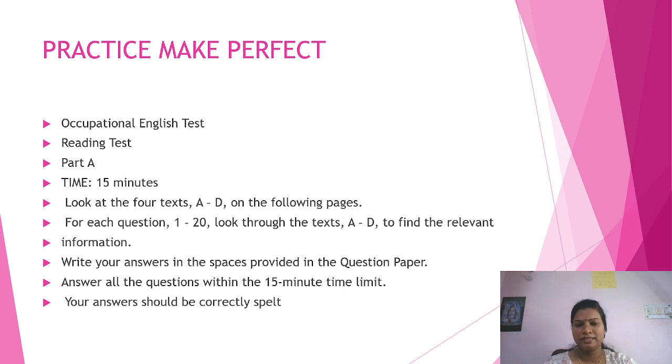Then you have to look at the 4 texts, A to D, in the following pages. For each question 1 to 20, look through the text and find the relevant information. Write your answers in the spaces provided in the question paper. Answer all the questions within the 15 minutes time limit. Your answer should be correctly spelled. That is very, very important. Spelling, you have to check the spelling.